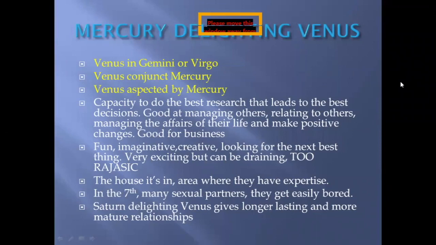Now, Mercury delighting Venus. This happens when Venus is in Gemini or Virgo, Mercury signs, or when Venus is conjunct Mercury, or when Venus is aspected by Mercury. Now remember that Mercury is our capacity to do good research and to find the best option possible. So the native will have very good research ability, and this would lead to very good decisions. They'll be good at managing others, at relating to others, managing the affairs of life, and even making positive changes. So this is a very good placement for business.